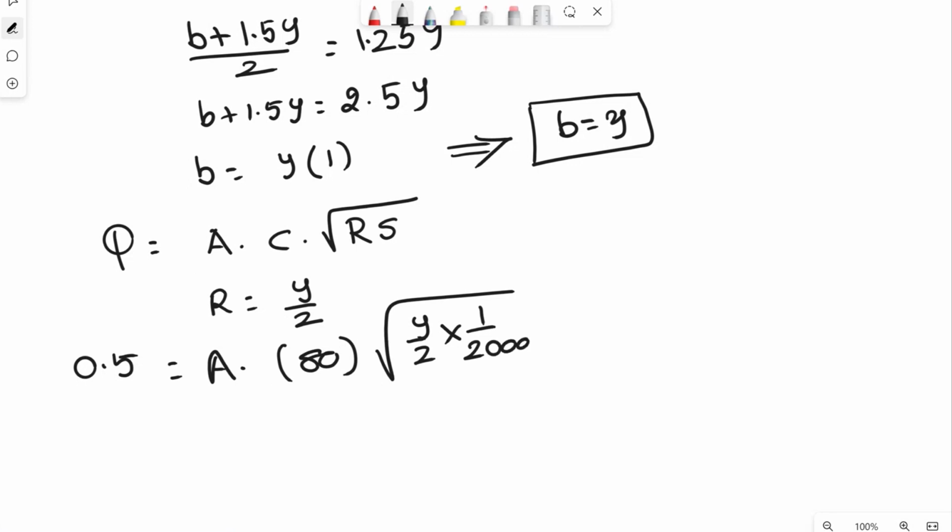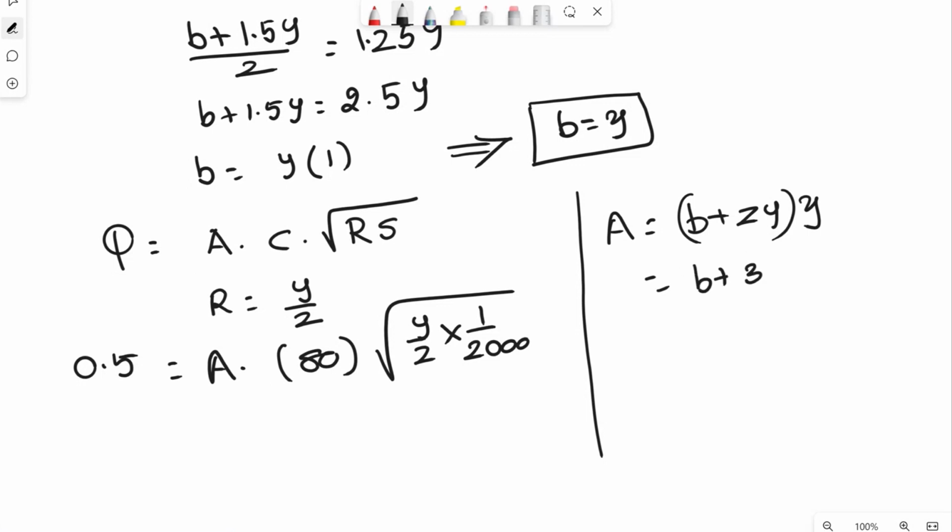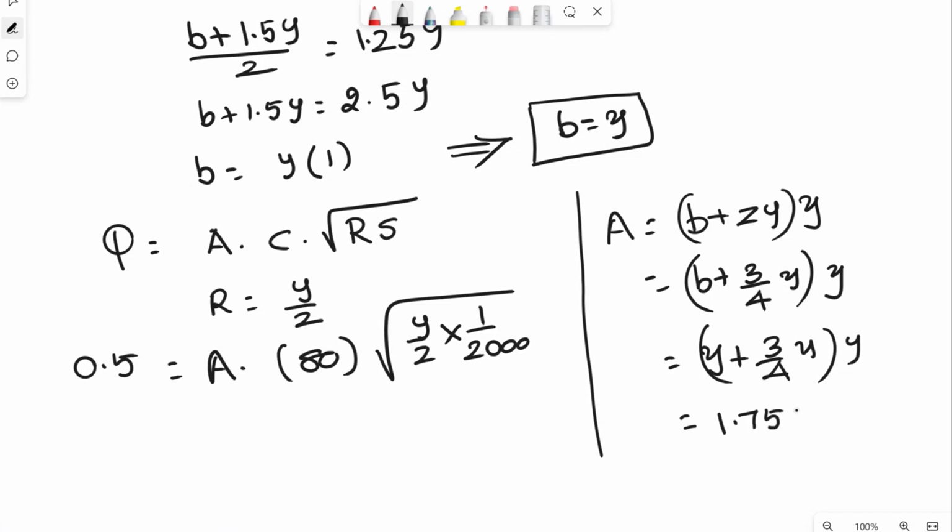Basically for the trapezoidal section, A is equal to (B plus ZY) into Y. So B plus ZY into Y means B plus 3 by 4 Y into Y, right? Already we mentioned that B is equal to Y. So Y plus 3 by 4 Y into Y. That means Y plus 3 by 4 Y is 1.75 Y square. Am I right? So this is A.